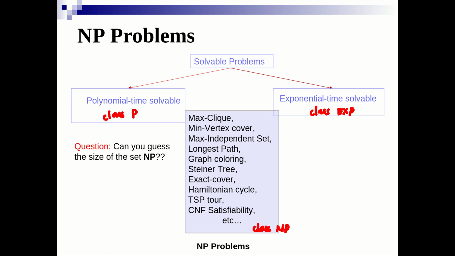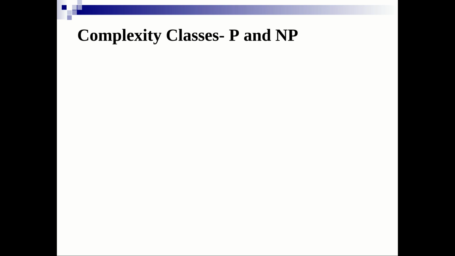Longest path, shortest path is under class P, whereas longest path is class NP. Graph coloring, Steiner tree, exact cover, Hamiltonian cycle. Eulerian cycle checking is class P, whereas Hamiltonian cycle checking is class NP. TSP, satisfiability, etc. Satisfiability, again as I discussed, 2-SAT is class P, 3-SAT and above are class NP. Similarly, graph coloring, 2-coloring is easy, I mean class P, and 3-coloring and above are coming under this category, class NP.